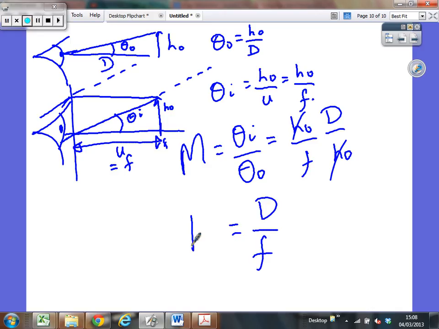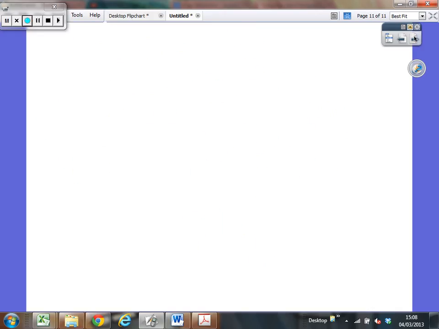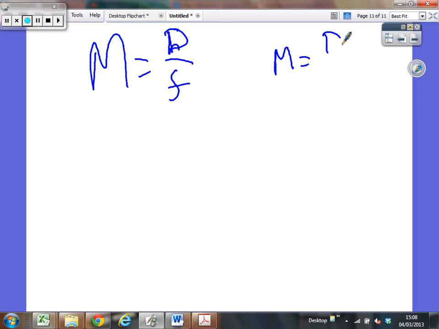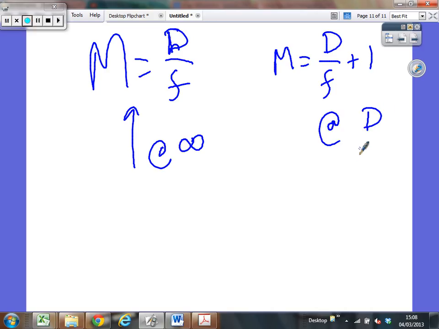So we have two different equations. We have angular magnification equal to d over f, and angular magnification equal to d over f plus 1. The first is when you place the image at infinity. The second is when the image is at the near point, or a distance d away from the lens.